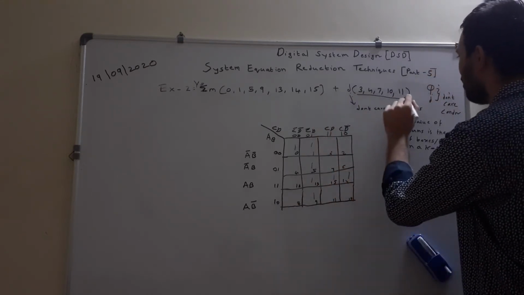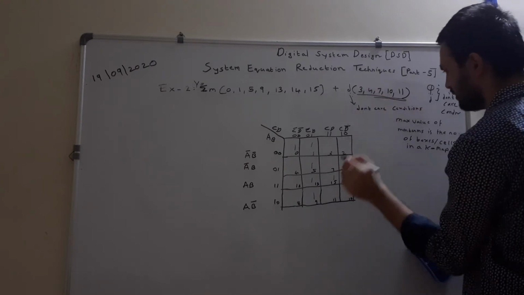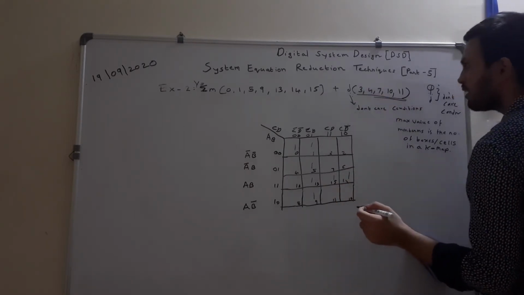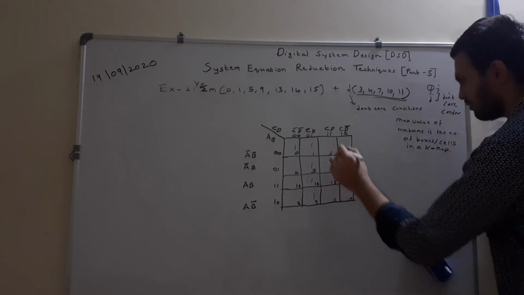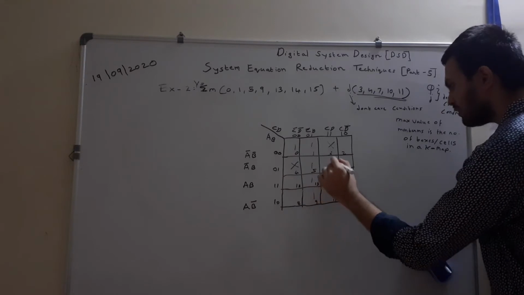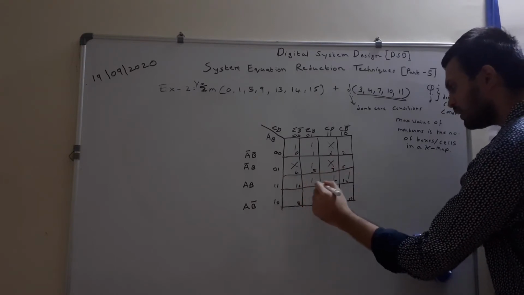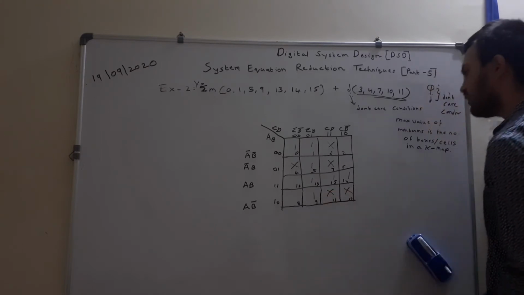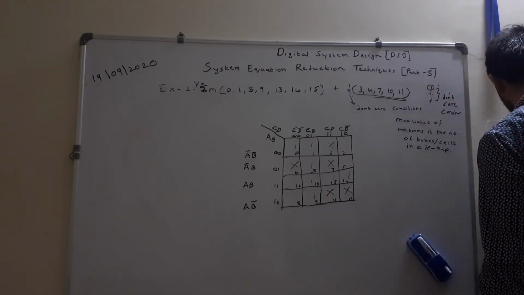Now we also want to represent the don't care conditions in the K-map. So how will you represent those don't care conditions? 3, 4, 7, 10 and 11.